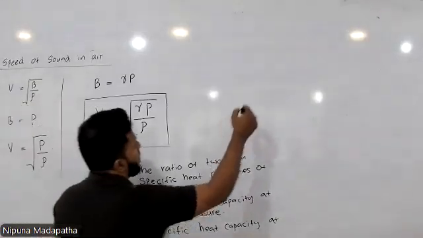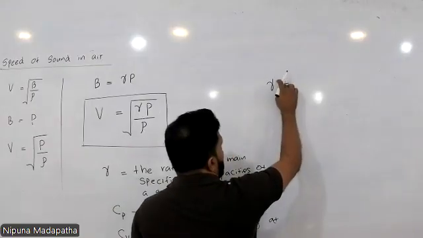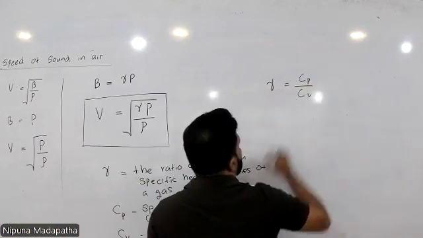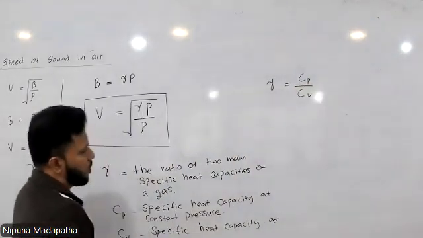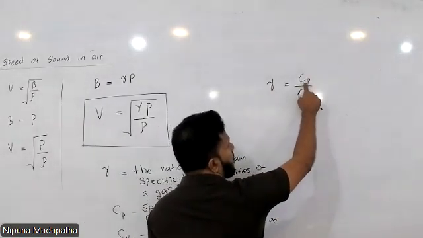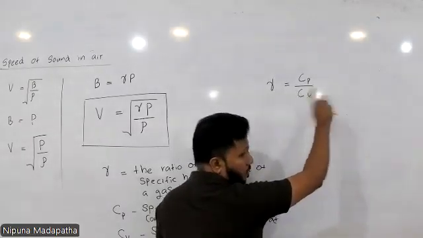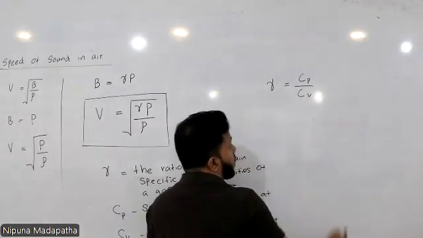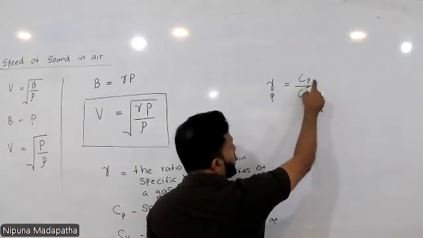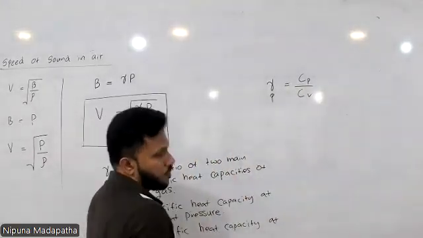So gamma is defined as Cp over Cv, which means specific heat capacity of the gas at constant pressure divided by specific heat capacity of the gas at constant volume. Gamma has no units because these two quantities are specific heat capacities. They have the same units. So gamma is unitless.